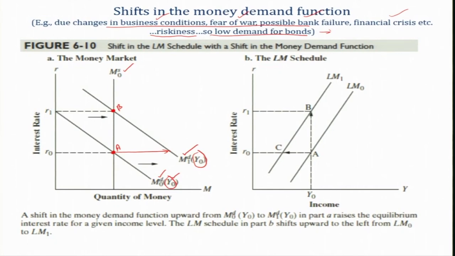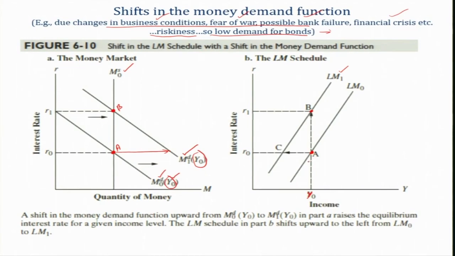So because of this shift in the money demand function, the LM schedule shifts. Because the level of income is the same, we are not changing the level of income. This is the initial equilibrium position. Now as a result, when the liquidity preference has increased, the new LM schedule is going to be LM1. From LM0, the LM curve shifts upwards, and this is going to be the new LM schedule. So the equilibrium position is here. That means from A, the new equilibrium position is B, where you can see that the income remains constant.